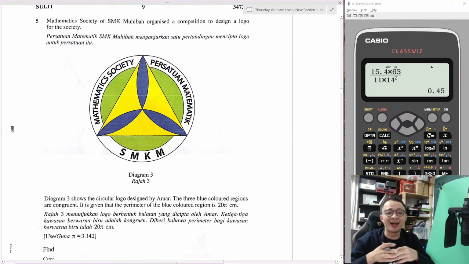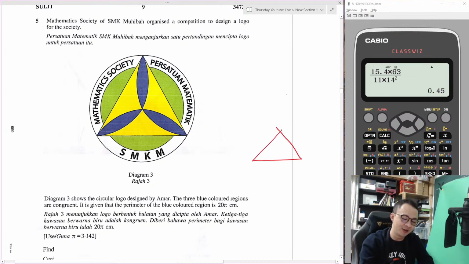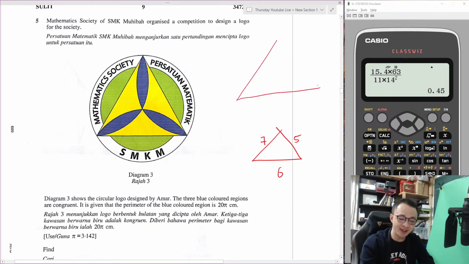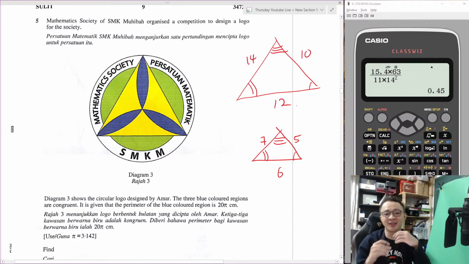Congruent basically means they are exactly the same. If I say both triangles are congruent, they must have the same lengths in centimeters, exactly the same. If I say both triangles are similar, they must have the same angles only, but the lengths need not be the same. This one can be 14, can be 10, can be 12. Then we call it similar.